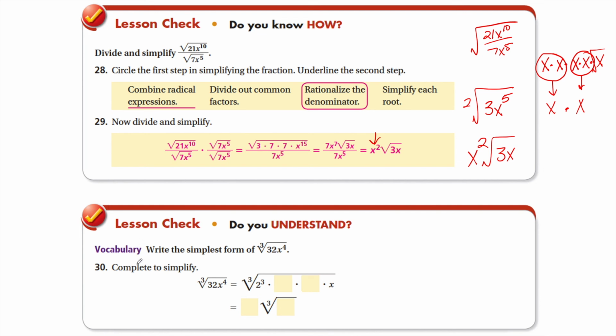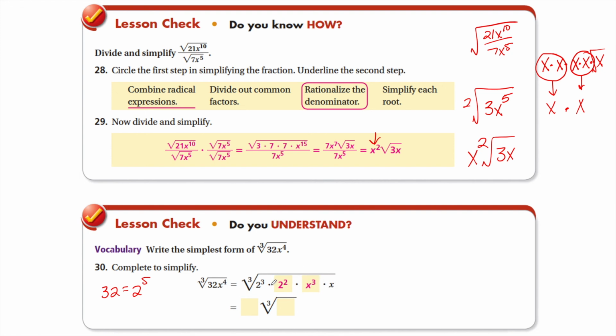And the very last lesson check: write the simplest form of the cube root of 32x to the 4th, and then complete to simplify. So looking at this, they're going to try and get the most perfect cubes out of this scenario. So 32 is going to be the same thing as 2 cubed times 2 squared, because 32 is actually equal to 2 to the 5th power, and 3 plus 2 will give you the 5. But they also see that we have an x to the 4th, which is going to be written as x to the 3rd times x.